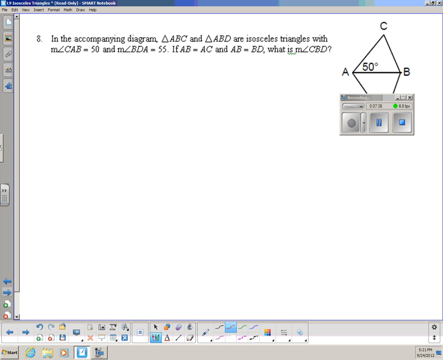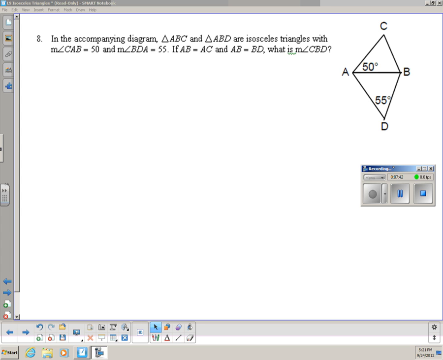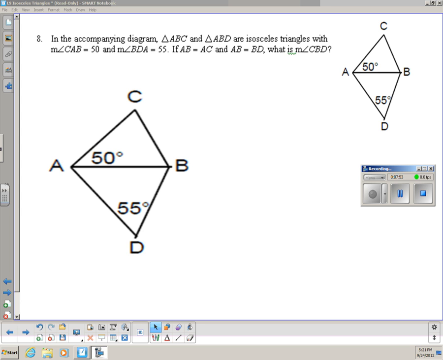Number 8, in the accompanying diagram, it says triangles ABC and ABD are both isosceles. They give us the measures of angles CAB and BDA to be 50 and 55, and they put this in the diagram for us. And I just made the diagram a little bigger because this one gets a little messy. If AB is congruent to AC and AB is congruent to BD, they want the measure of angle CBD.